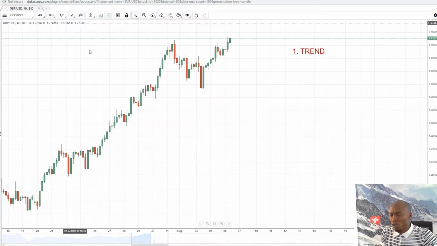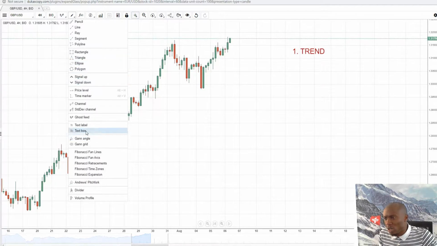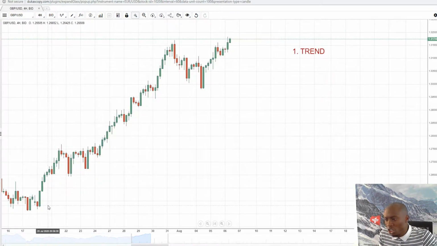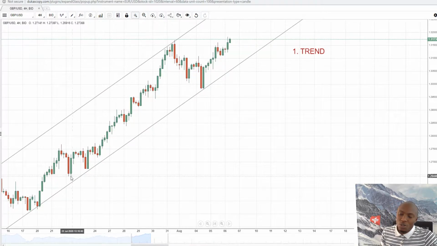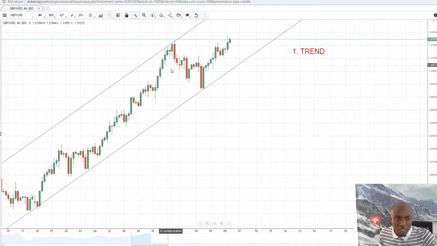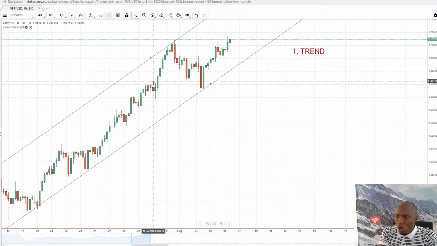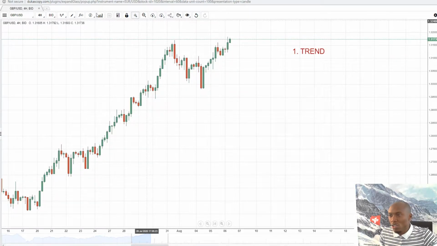How do I know it's an uptrend? You can easily draw your trend line or the channel. You can easily draw it from the lower lows to the higher lows, and you put it like this. You can see this trend is an uptrend. That's number one.